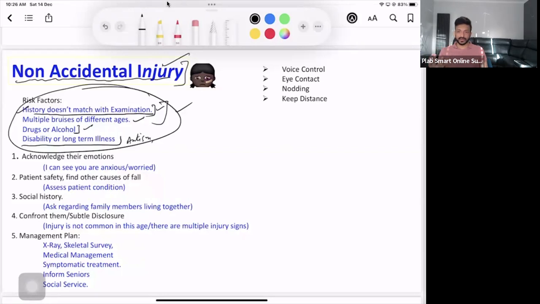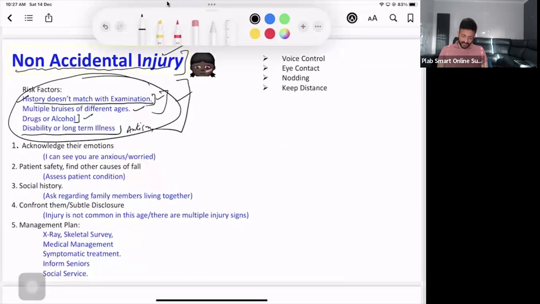Who are the victims of abuse? Usually the extremes of age, children and elderly patients. Yeah, these are the victims. Obviously, other than that, mentally disabled females, and anybody can be a victim of abuse as well. But these patients, you have to be very careful.